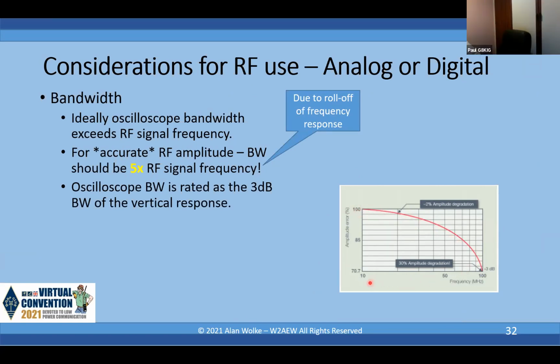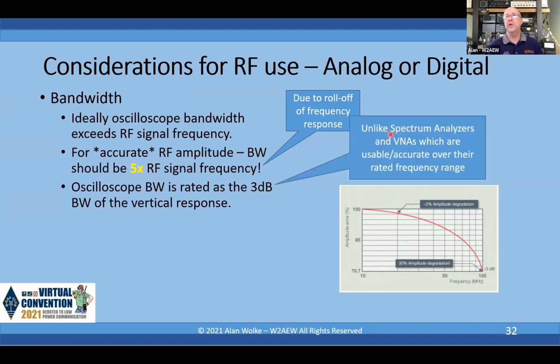Okay, so if I've got a 100 megahertz scope, that's where it's 3 dB down. So if I put a 100 megahertz signal into the scope, it's going to read at 70% of its actual amplitude. So if I want the amplitude accuracy to be within 2%, I need to be, ideally, 5 times lower than the rated bandwidth. Now, some scopes have a steeper than single pole roll-off like this, and you can get away with a little bit less than 5x, but that's really what it is.